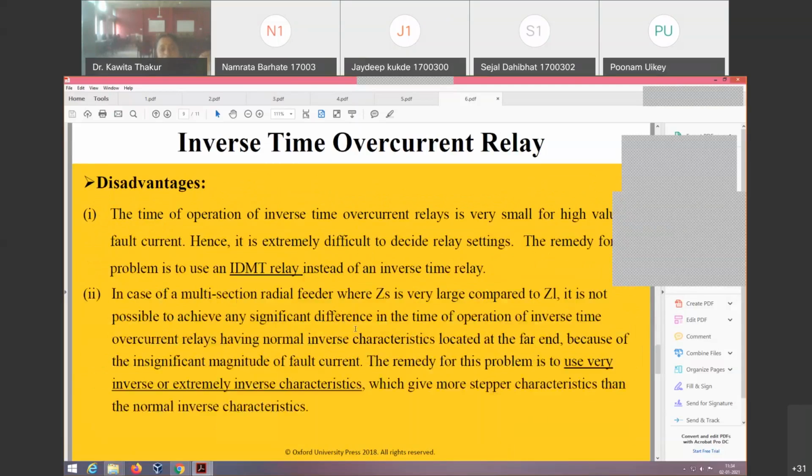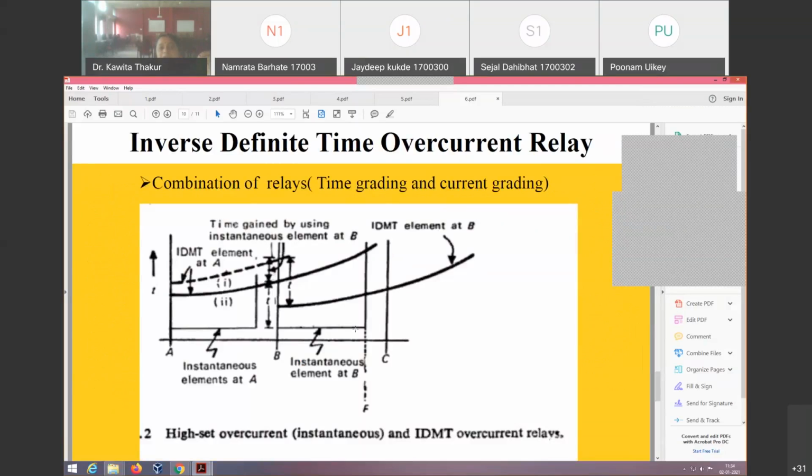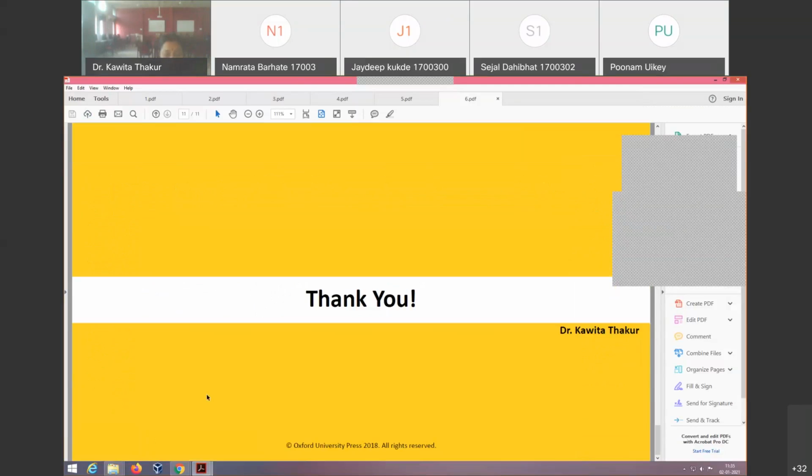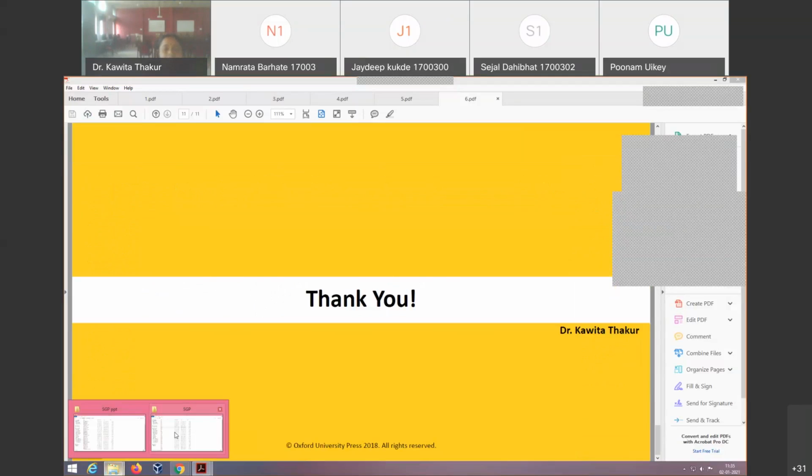We also use a combination, that is the time graded scheme and current graded scheme. We are using a combination of relays, that is time grading and current grading. This we have seen in our sixth lecture.